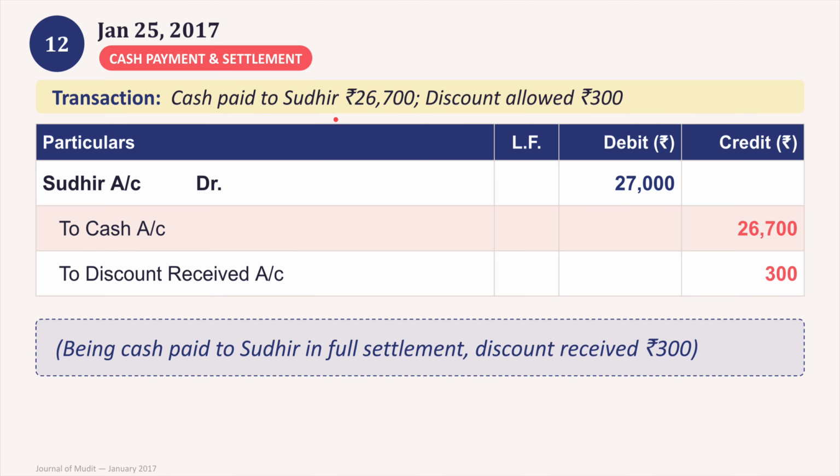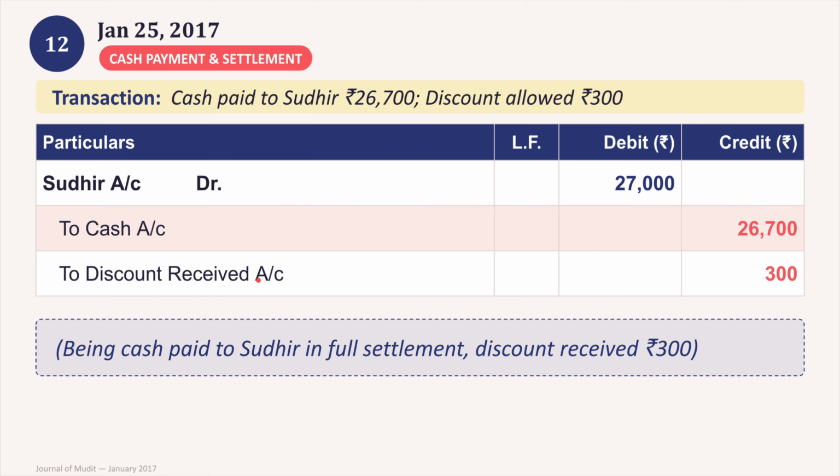Next, cash paid to Sudhir 26,700, discount allowed 300. Now, Sudhir is our creditor, we have to pay him. Okay, now debit the receiver, we will debit Sudhir account because the creditors are coming down. The decrease in creditor you have to debit. And what is going out? Cash is going out, or the current asset cash is being reduced. So we are crediting cash account.